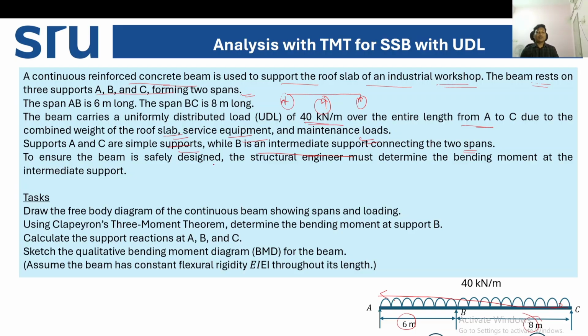To ensure the beam is safely designed, as a structural engineer you must determine the bending moment at the intermediate support. What is the task? The task is to draw the free body diagrams of the continuous beam showing spans and loadings, use Clapeyron's three moment theorem to determine the bending moment at the supports, calculate the support reactions at A, B, and C, and sketch the qualitative bending moment diagrams of the beam. We have to assume that the beam has constant flexural rigidity throughout its length.